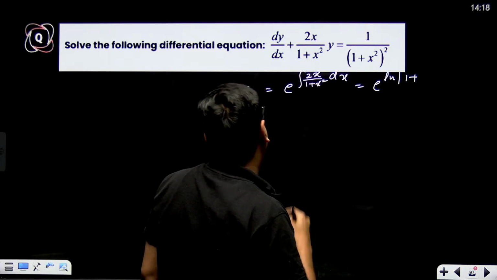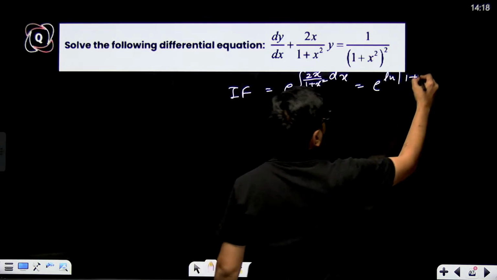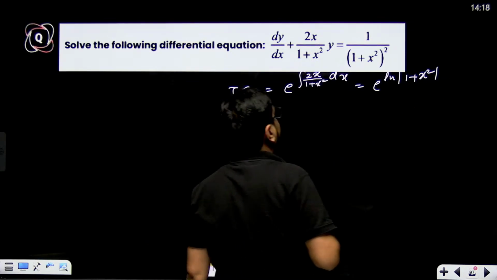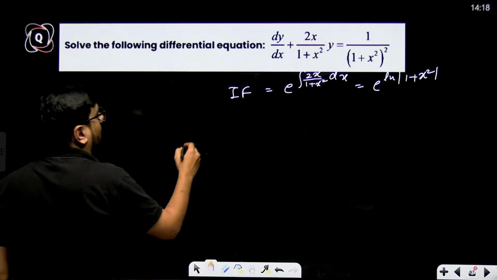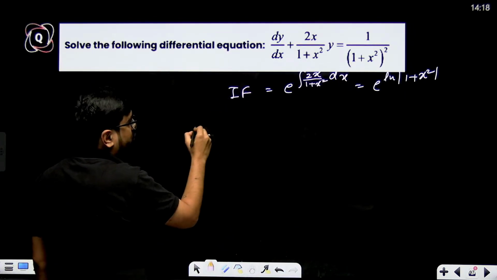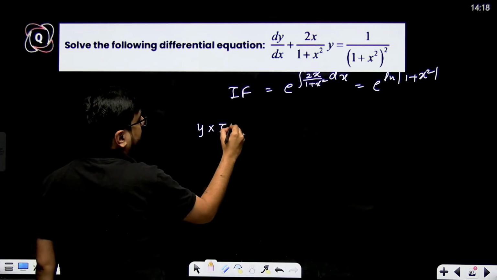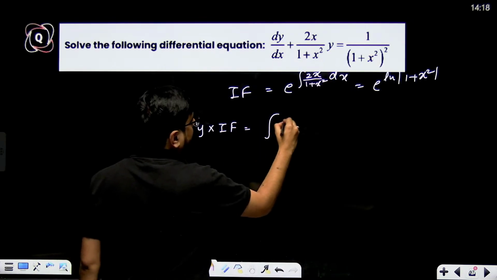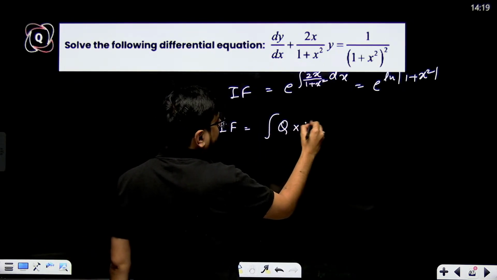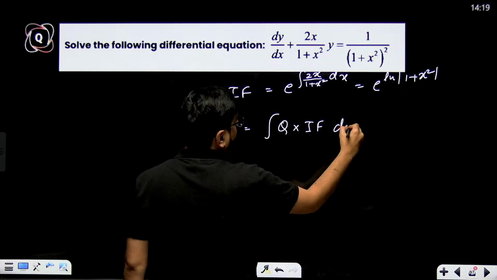1 plus x square directly. Acha, 2x is coming. Yeah, 1 plus x square. This will be your integrating factor. Now the equation is in y. So y into integrating factor equals integration of q into integrating factor dx plus c.